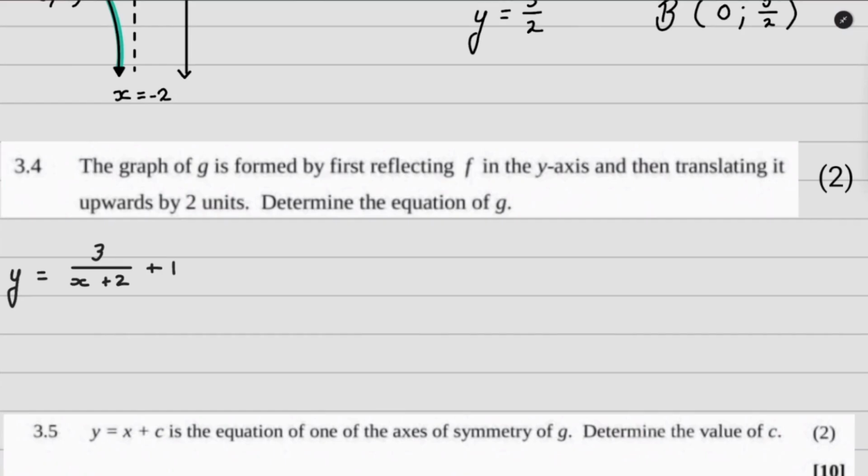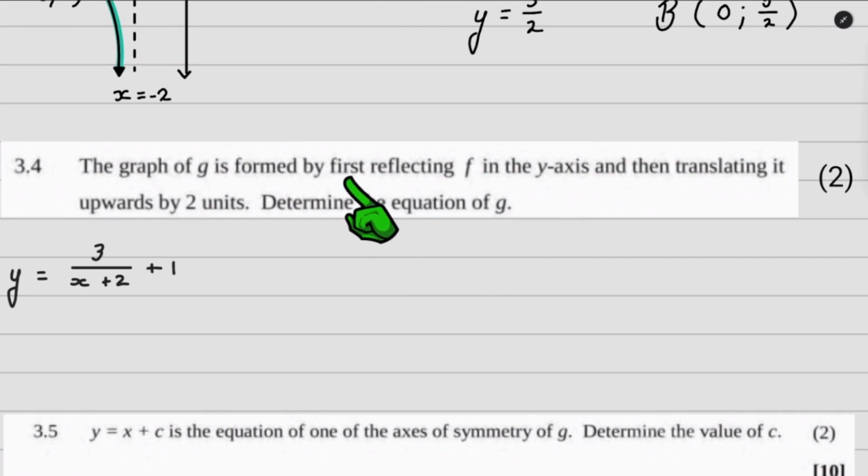Question 3.4 wants us to do a couple of transformations. There's a new graph G. And that graph G is formed by reflecting the old graph F over the y-axis and translating it 2 units upwards. Translating is a fancy way of saying I moved it 2 units upwards, or I shifted it 2 units upwards. And now we need to get the equation of G.